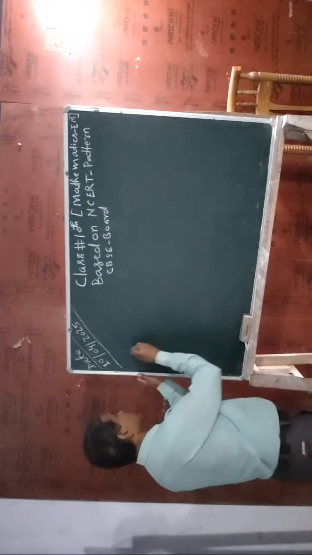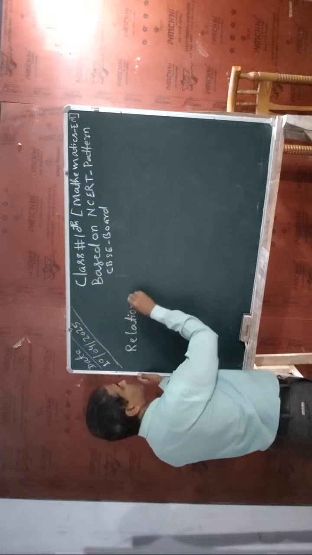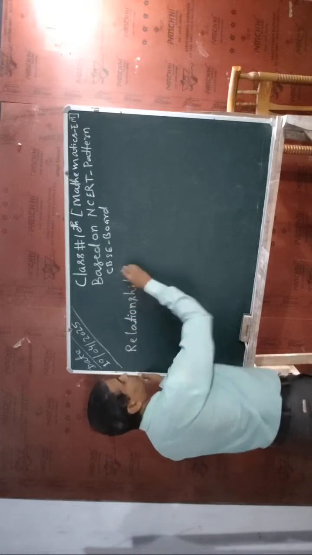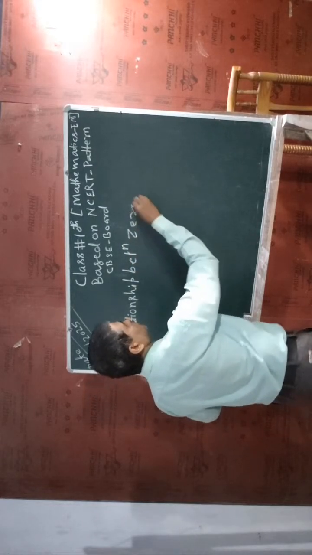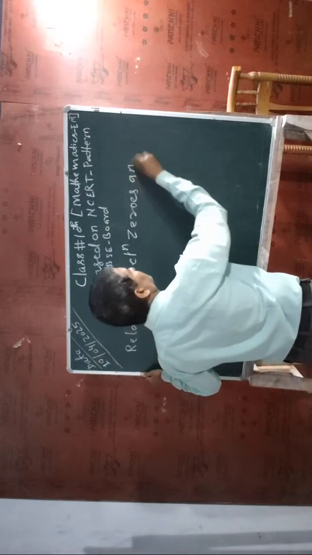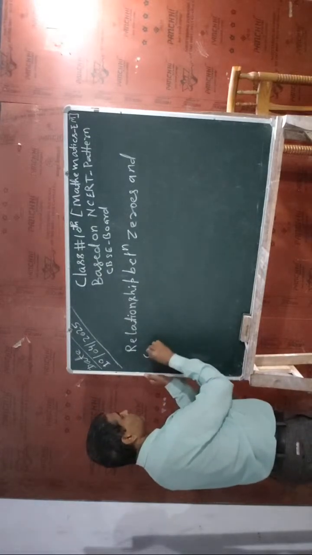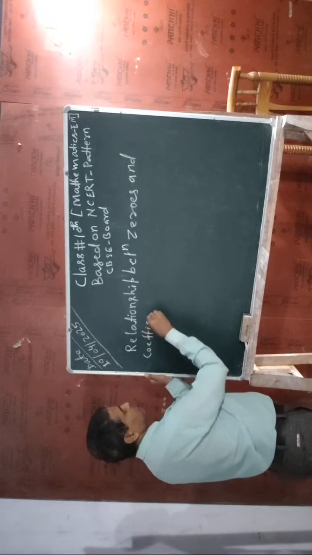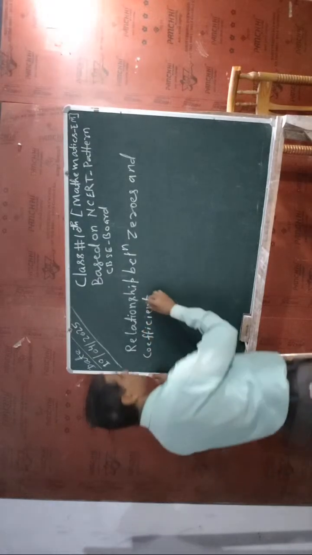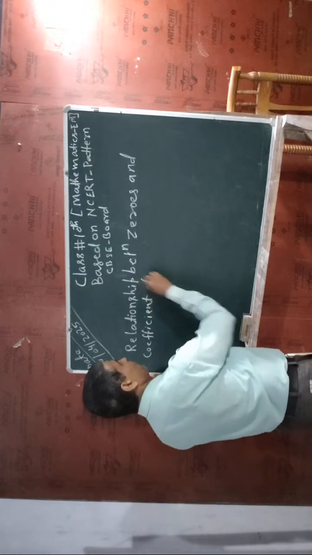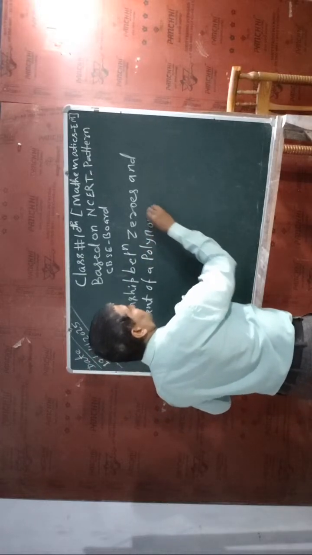Relationship between zeros and coefficient of a polynomial.